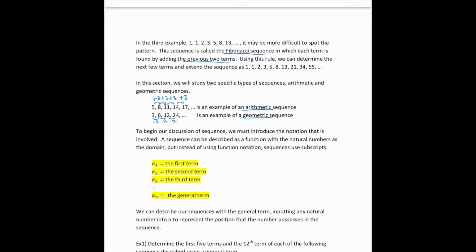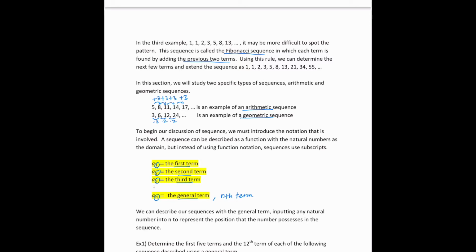So to begin our discussion of sequences, we must introduce a notation. A sequence can be described by a function with the natural numbers as the domain, and instead of using function notation, sequences use subscripts. So we use as the domain 1, 2, 3 through n. These are natural numbers, which means 1, 2, 3, 4, the counting numbers. When you see the subscript 1, we call it the first term, 2 the second term, 3 the third term, and then the nth term, or you can just say the general term, which gives us a formula for the sequence.